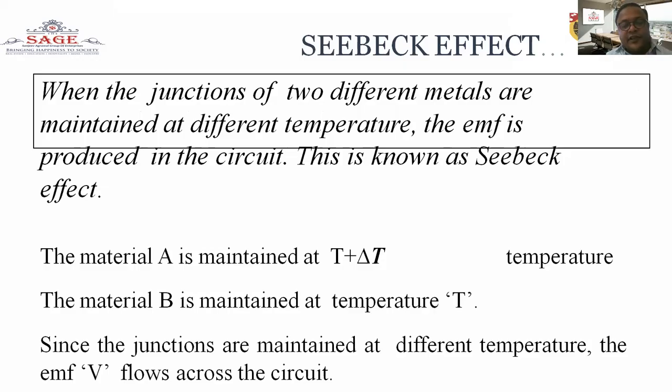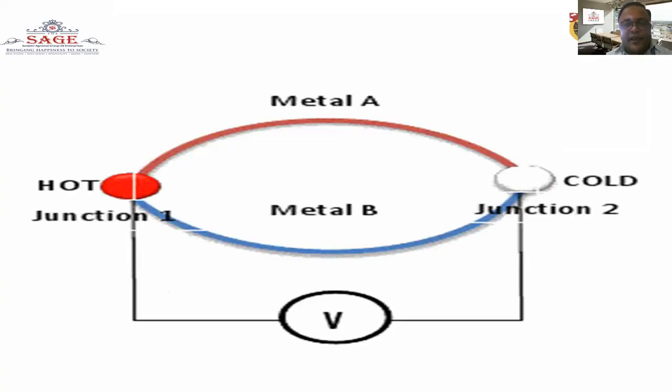So when material A is maintained at T plus delta T and material B at temperature T, since the junctions are at different temperatures, the EMF will flow across the circuit. This is the diagram where all these things are clear: the hot junction and the cold junction, two dissimilar materials connected at different ends. Metal A is shown in red and metal B in blue. So voltage will be created after the electromotive force is generated.